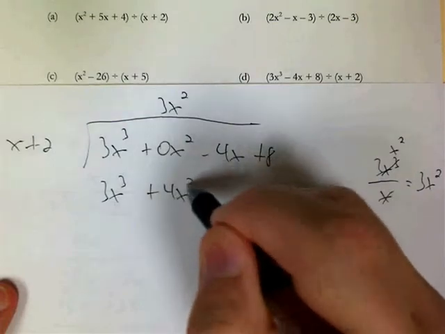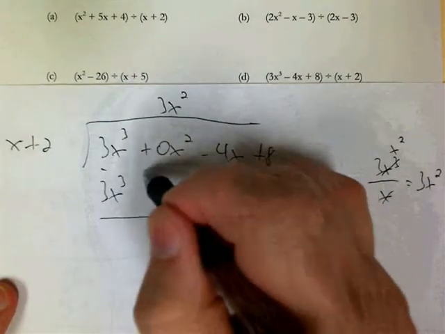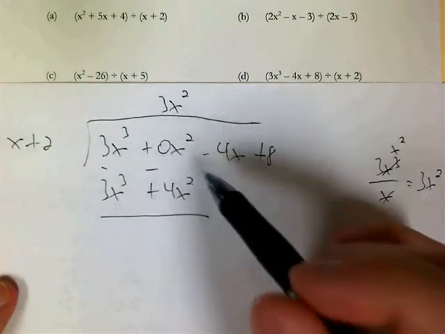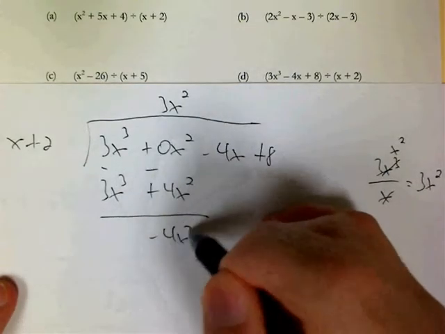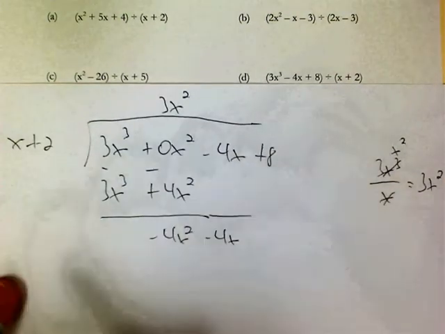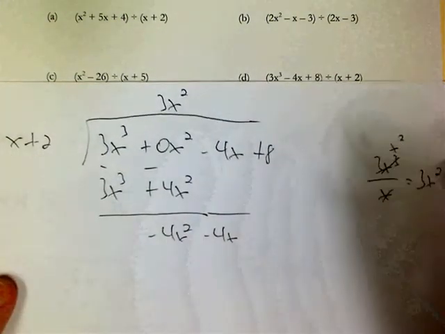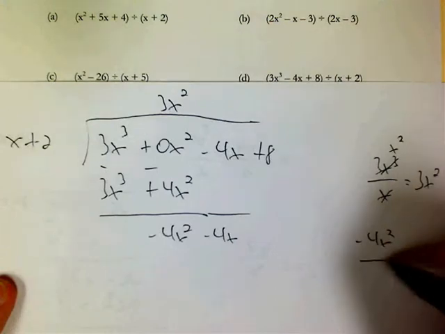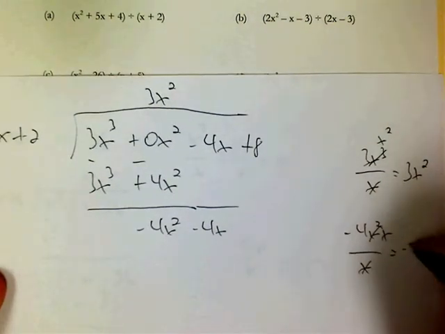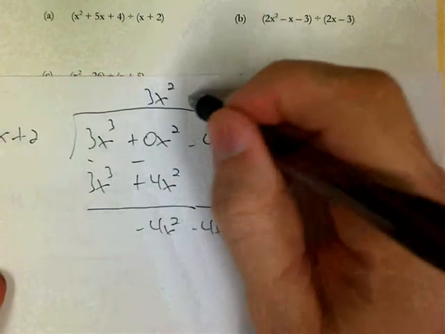Once again, I highly recommend putting in the minus signs. 3 minus 3 is 0. 0 minus 4 is negative 4, x squared. Bring down the negative 4x. Don't need to bring down the plus 8 yet. X goes into negative 4x squared, is what you're thinking. That x is going to cancel one of those, leaving an x. So that's negative 4x. That's going to go up there, above the x term.